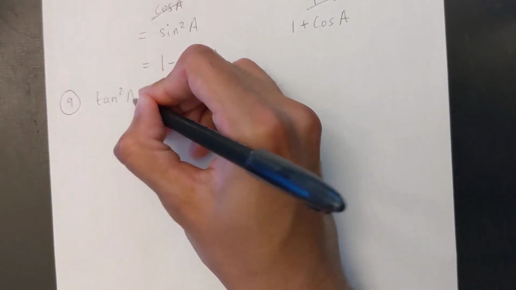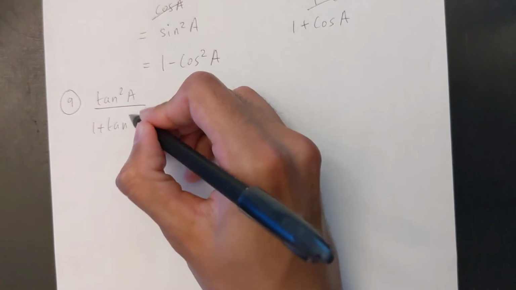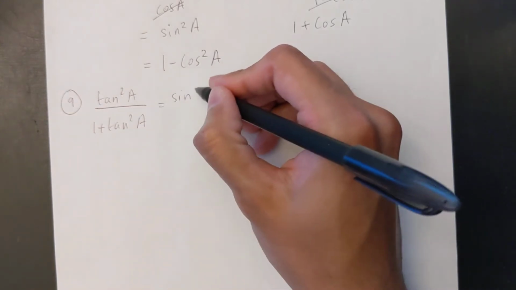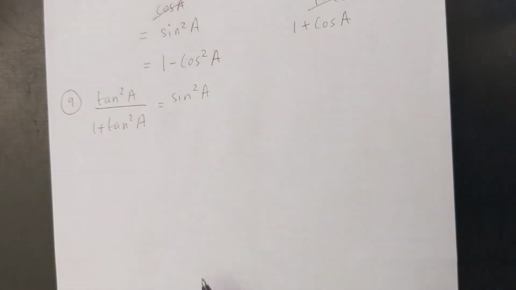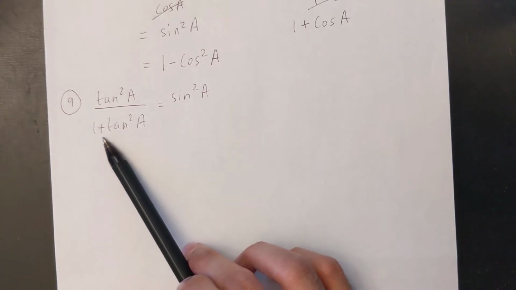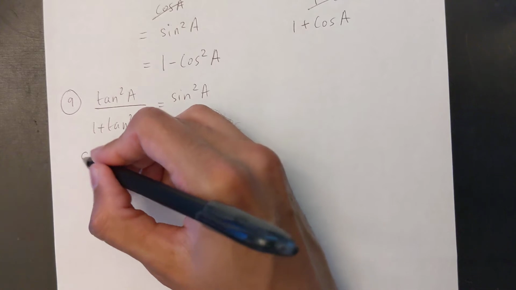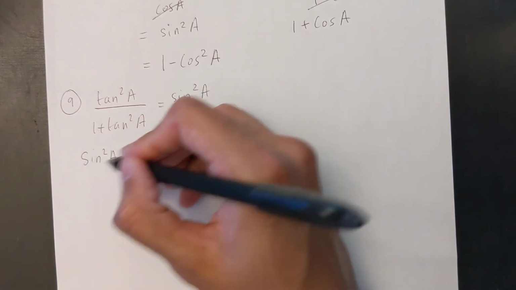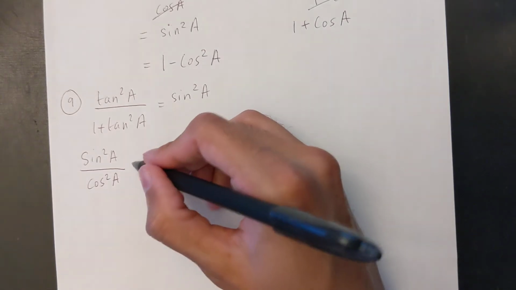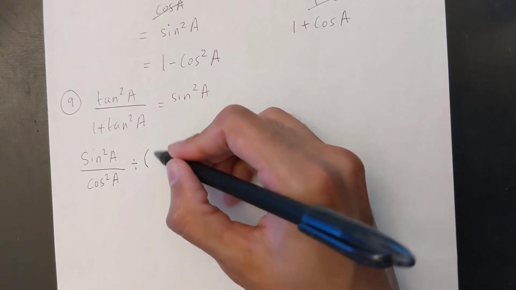Tan square A over 1 plus tan square A equals sine square A. Okay, here's a bit of a harder question because we have an addition now in the denominator. I'm going to show you how to do this. So first I'm going to start with converting my tan square into sine square A over cos square A. When I put my divide sign, because I have an addition here, I have to do this in a bracket.